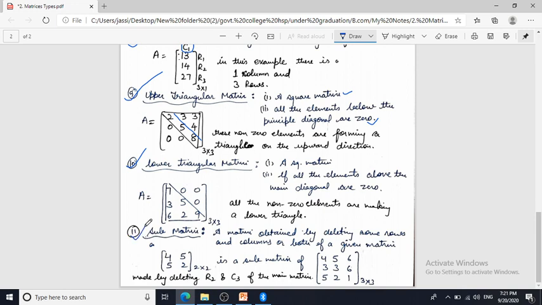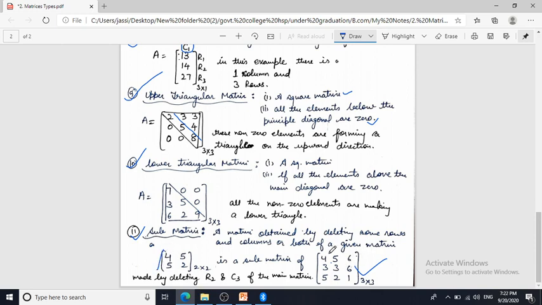Next is a submatrix. What is a submatrix? When we form another matrix from a mother matrix, then it is called a submatrix. So this is the mother matrix. By deleting some rows and columns from this matrix, we can make another matrix. This is called the submatrix of matrix A.